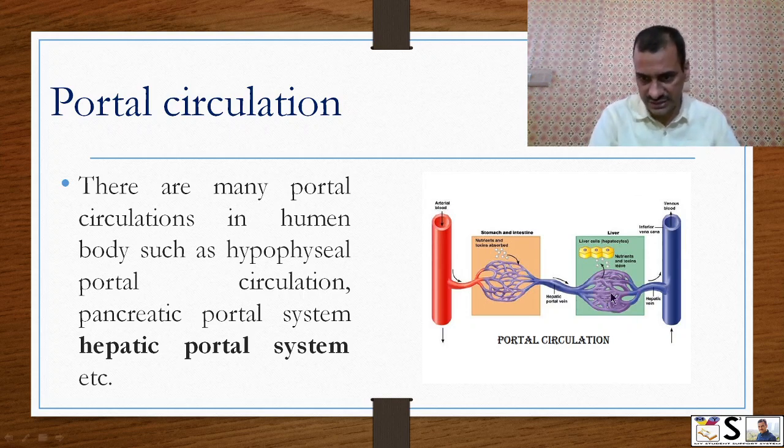So here you can see this is the capillary bed, then vein, hepatic portal vein, and then again a capillary network in the liver before going to the veins. From the artery, this is to the intestine, then the hepatic portal vein, then liver capillaries, and then to the vein. So this is the portal circulation. We will discuss it in detail.